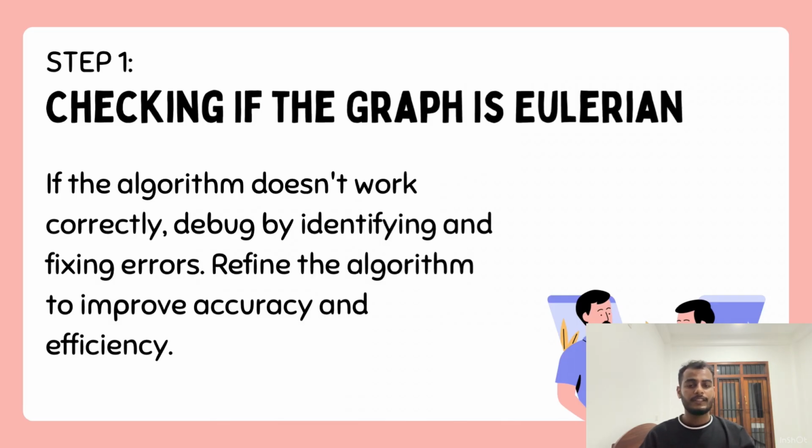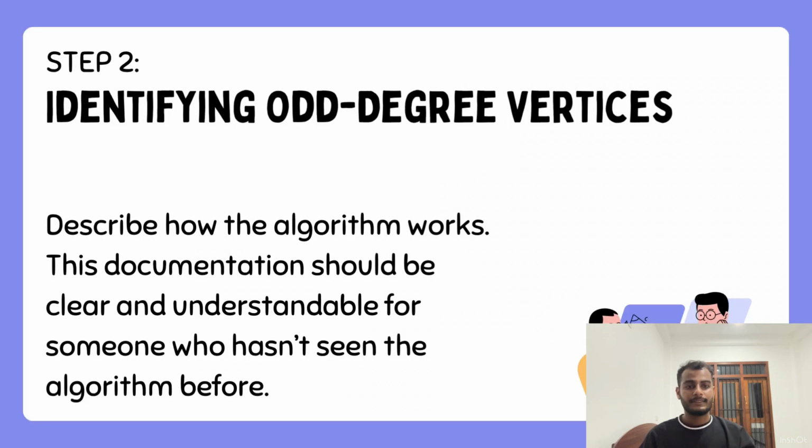And step 2. Next we look for the vertices with an odd degree. These are vertices that prevent an Eulerian circuit. In an Eulerian path, there should be exactly two odd degree vertices, the start and end points of the path. If there are no odd degree vertices, the graph already has an Eulerian circuit and the problem becomes easier.